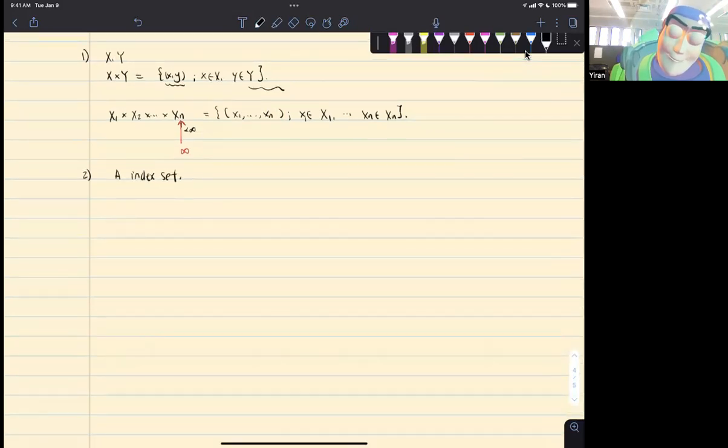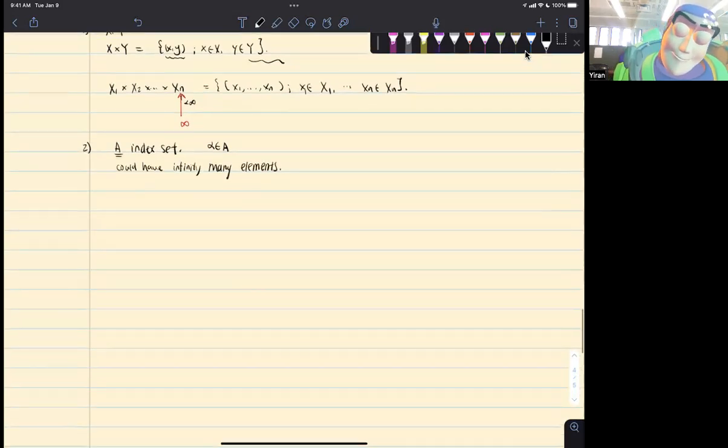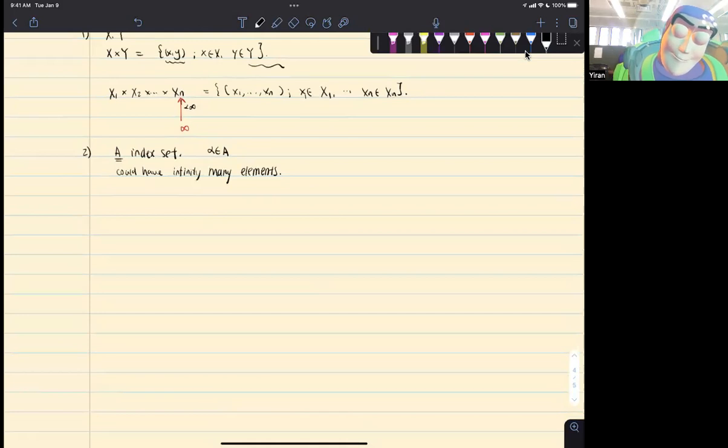So each element in A is denoted alpha, and this A could have infinitely many elements. Okay, and our Cartesian product, I'm not going to write a long one, but I'm just going to adopt the short notation: the product over alpha in A of X alpha. That means this is equal to X alpha 1 times X alpha 2 times dot dot dot, and we don't know the length. We don't know the coordinates of A, so that could go forever.